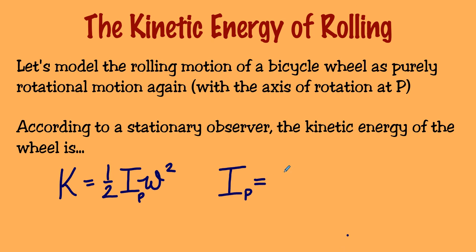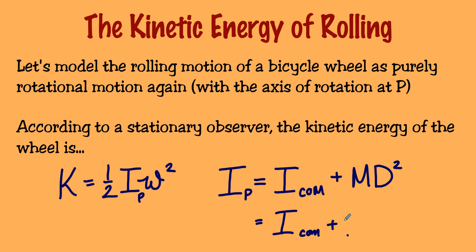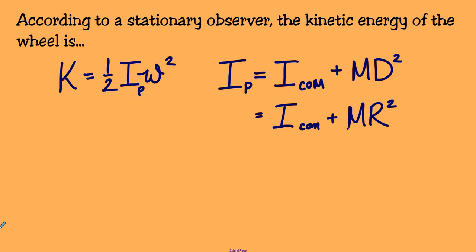So we have to use the parallel axis theorem to be able to calculate that moment of inertia. And the parallel axis theorem says that the moment of inertia about point P would be equal to the moment of inertia about the center of mass plus md squared. In this case, our d would be equal to the radius of my object. So I have I of the center of mass plus mr squared. I'm going to plug that into my kinetic energy expression here.